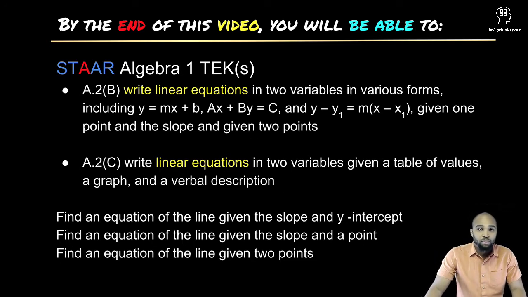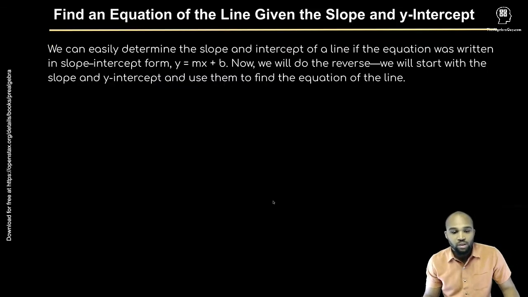So let's jump into it. Here are the three pieces we'll definitely cover: finding the equation when you're given the slope and y-intercept, finding an equation for a slope and a point, and given two points.